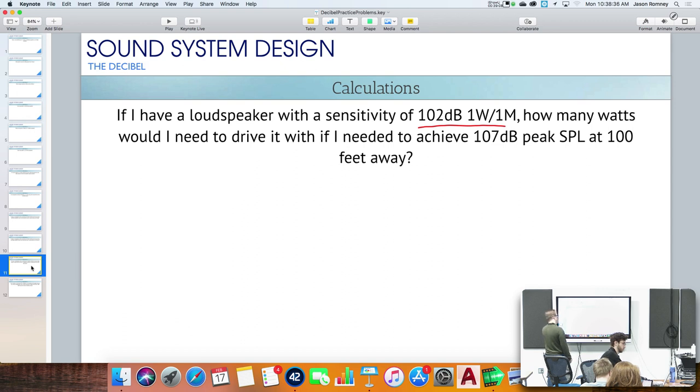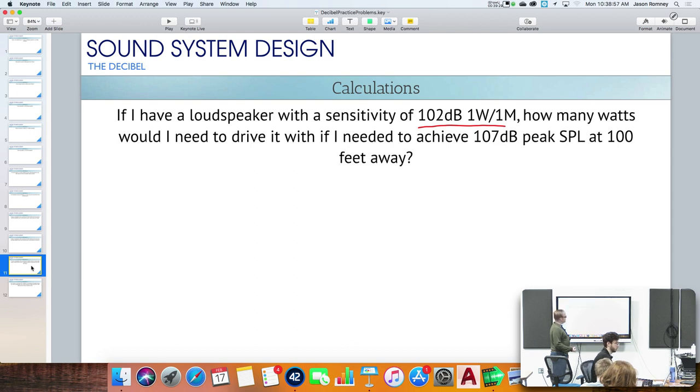Can you do that yet? Well, you could. How many more decibels you need, and then figure out the wattage that you need to achieve that. You might be able to do it that way. But there's an easier way. Well, you're just doing it backwards from the way I would do it.